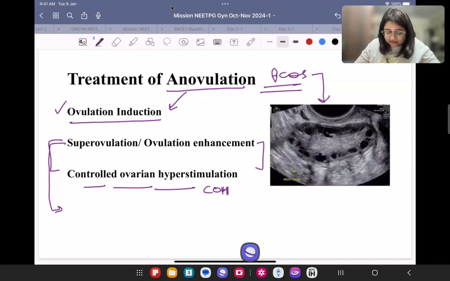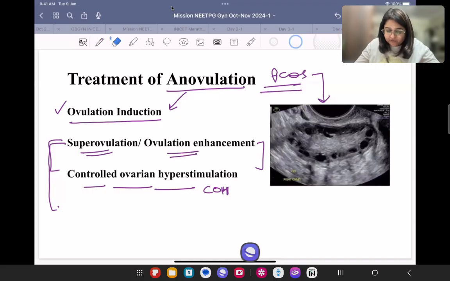for example, a woman having unexplained infertility. She is having ovulatory cycles, but still we give her ovulation induction. We give her clomiphene citrate. This will cause multifollicular development, or multiple follicles will form, so her chance of pregnancy will increase. She's not anovulatory, she's ovulatory, but we're just giving her drugs so that she has more ovulation, more follicles develop. This is called super ovulation or ovulation enhancement.